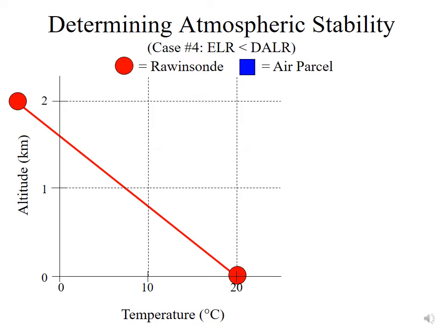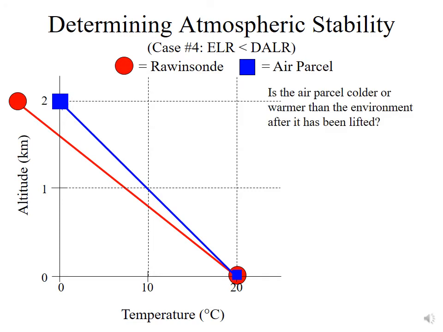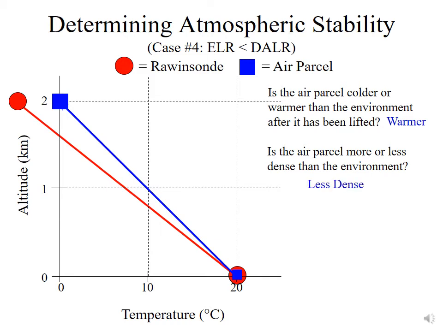So case number 4, a different day, we launch a different balloon. This time the Rawinsonde balloon, the temperature decreased rather quickly. It's all the way down to minus 5 degrees Celsius at 2 kilometers. In this case, we take our air parcel, we lift it dry adiabatically, and now we can answer our questions once again. Is the parcel colder or warmer than the environment? It's going to be warmer than the environment. Does that make it more or less dense than the environment? Less dense.